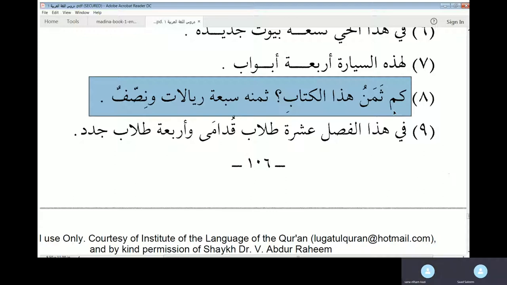Different word means? Sorry, say it again. Kam, I think there's no relationship. Normally, we have to say kam then. Yes, there is no relation of kam with the price. That's why it is not mansub here. What is the price of this book? Yes.